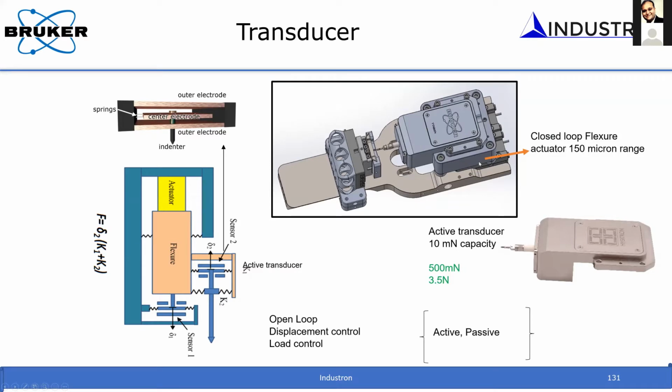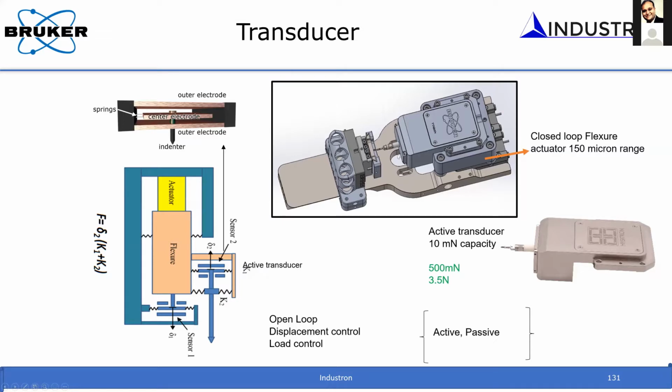Like I said, the base is basically a closed loop flexure actuator with about a 150 micron displacement range, and we have a nice high resolution capacitance sensor detecting the displacement. So the maximum range is about 150 micron. On top of it, you see the transducer, and then you can see the transducer end with the transducer tip, which is the diamond tip that we normally use for mechanical testing.